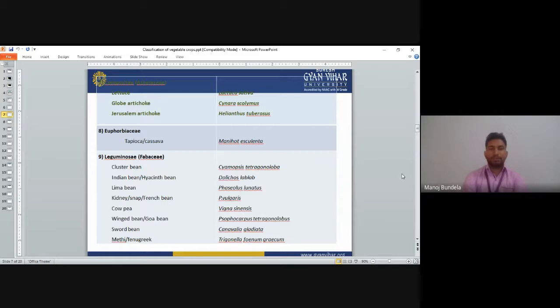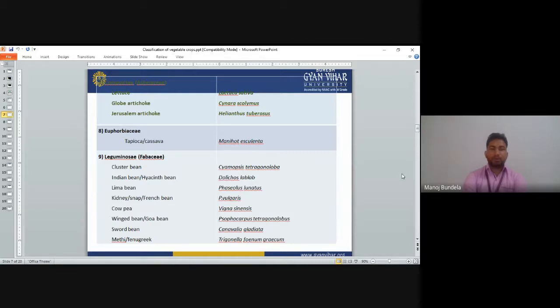Next is the Leguminosae family, or Fabaceae. Leguminosae includes cluster bean, Cyamopsis tetragonoloba. Indian bean or hyacinth bean, or we can say Dolichos bean, that is Dolichos lablab. Lima bean, Phaseolus lunatus. Kidney bean or French bean, Phaseolus vulgaris. Cowpea, Vigna sinensis.